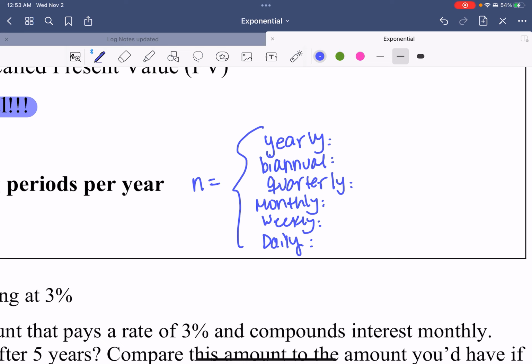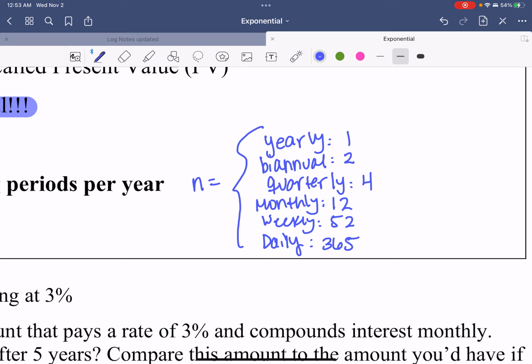So how many years are there in 1 year? The answer would be 1. Biannual means it's happening twice a year. Quarterly is 4, in quarters. Monthly is 12, there are 12 months. There are 52 weeks in a year, and there are 365 days in a year.